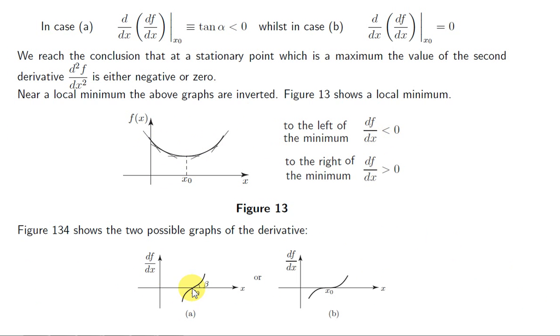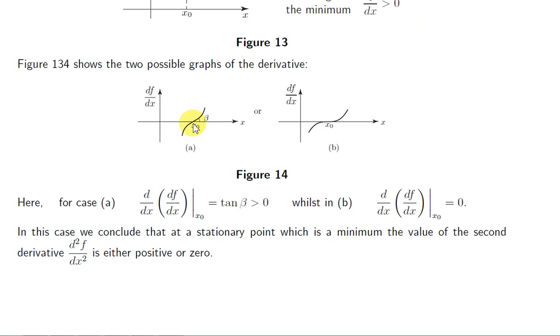So here's a graph of the derivatives against x. So for values of x less than x0, we want the graph of df dx to be below the x-axis. We want it to be negative. And we want it to be positive for values of x greater than x0. So in this picture here, we have the angle beta. That's the angle the tangent to the graph of df dx makes at x0 and the x-axis. Of course, beta could be 0, like in this picture here.